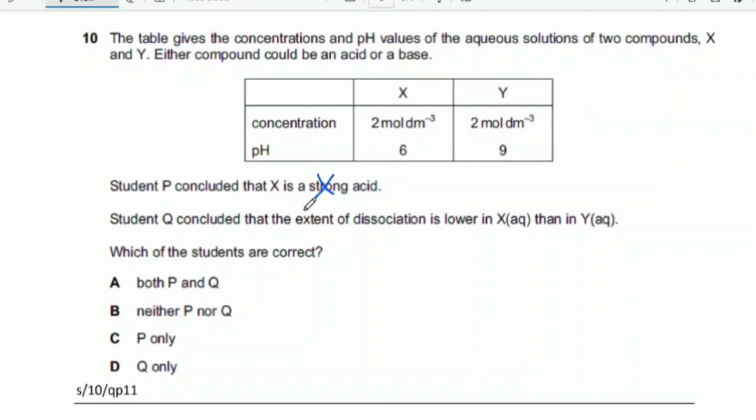And student Q concluded that the extent of dissociation is lower in X than in Y. Look at the pH. Who's going to dissociate more? Who's stronger? X. Why do you think X is stronger? Because it has a lower pH. Well, X is an acid, right? Y is actually a base, right?